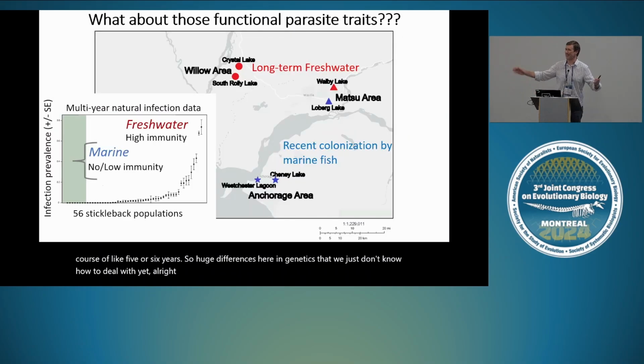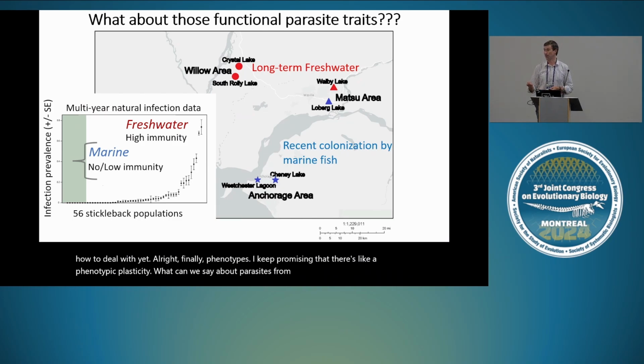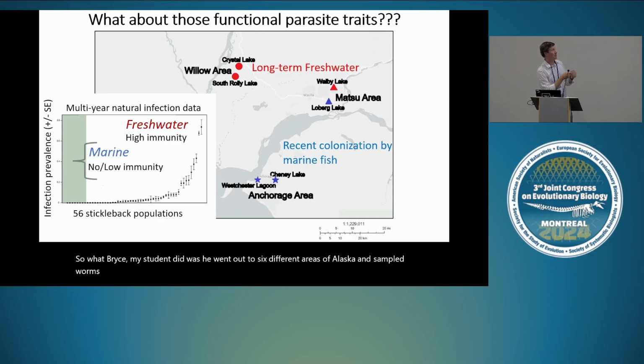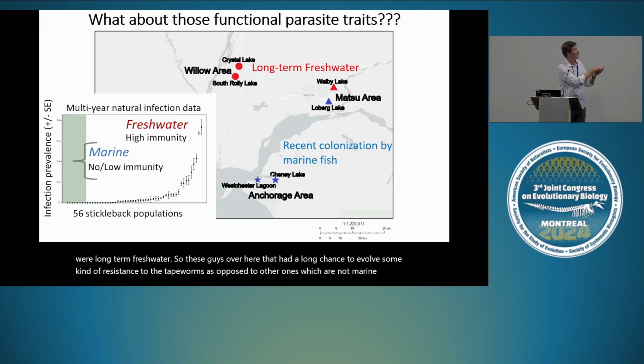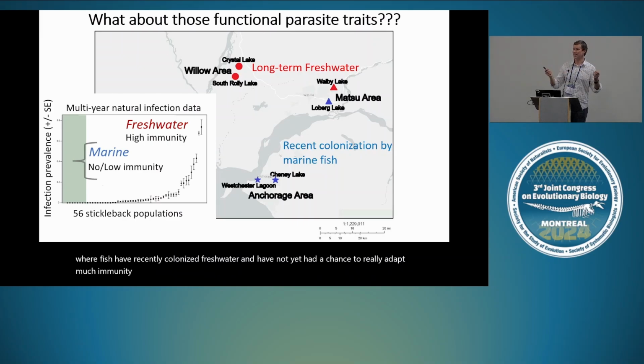All right, finally, phenotypes. I keep promising that there's phenotypic plasticity. What can we say about parasites from different populations and whether or not they have some kind of plasticity in particular phenotypes? So what Bryce, my student, did was he went out to 6 different areas of Alaska and sampled worms from lakes, where the important part of the story is whether or not they had fish that were long-term freshwater. So these guys over here had a long chance to evolve some kind of resistance to the tapeworms, as opposed to other ones which are not marine, but where fish have recently colonized freshwater and have not yet had a chance to really adapt much immunity. So do we see differences between worms that come out of these two ends of the spectrum?